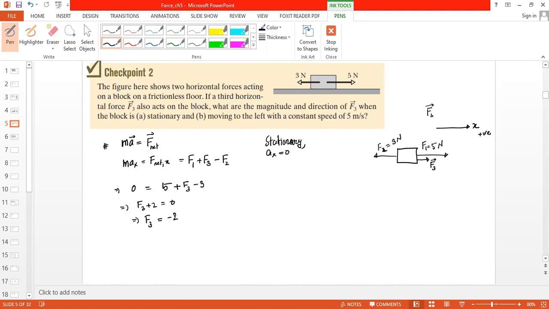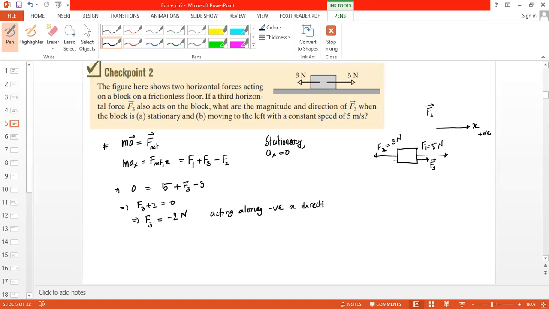See here, the value of F3 is minus 2. What does this mean? What does minus mean? Sir, opposite direction. This means that we considered F3 acting along the positive x direction, but actually it would act along the negative of x direction. So F3 is negative 2 Newton. That means F3 is acting along the negative of x-axis direction.